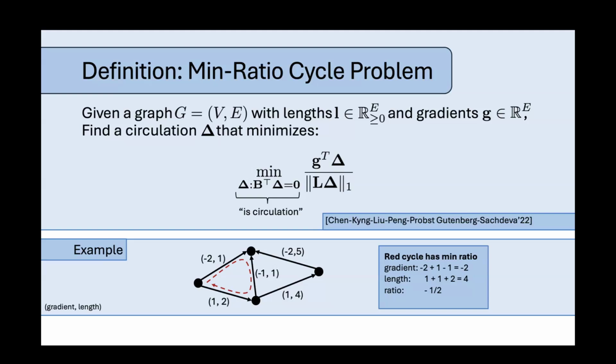But now the circulation does not have to respect the direction of the edges. It's just the case that if you go against the direction of the edges, you flip the sign of the gradient term. So as a small example down below, the length of this red cycle on the left is 4 because we just sum up all the length terms. And the gradient of this first edge here is -2. This edge here has a gradient of -1, but we traverse it in opposite direction, which means that it adds 1. And then the last one has a gradient of 1, but we traverse it in opposite direction, which means that we subtract 1. So the total gradient is -2, which means that this cycle achieves ratio -1/2.